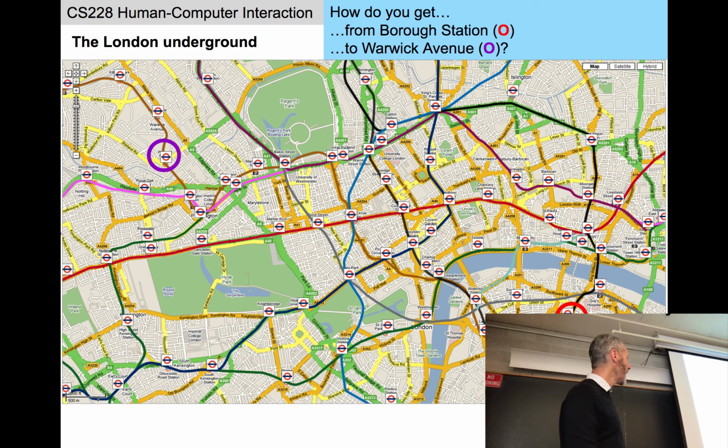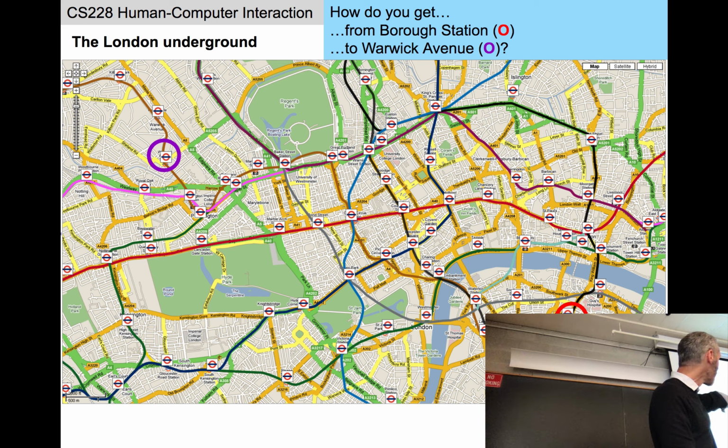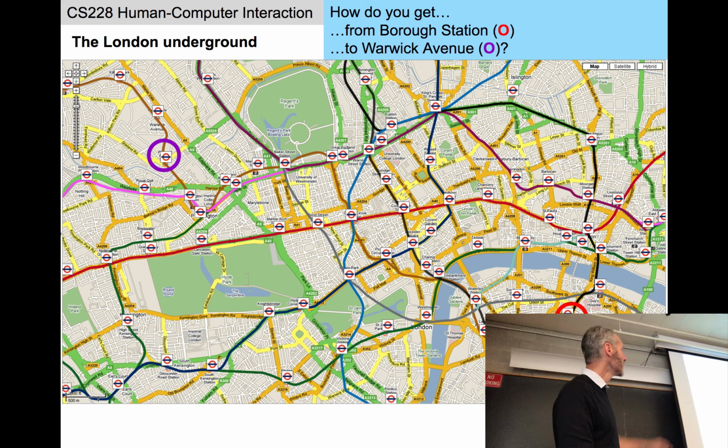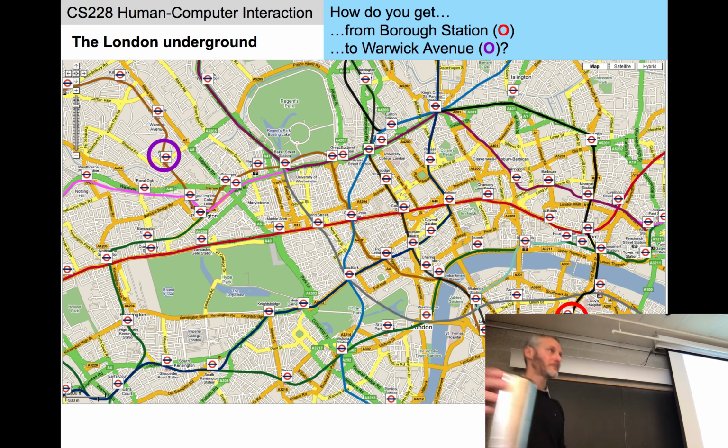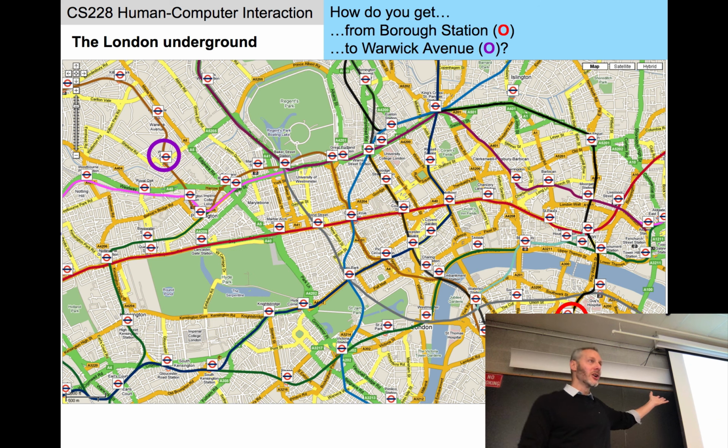I want you to figure out on the tube how to get from Borough Station in the bottom right there to Warwick Avenue in the top left using the tube. Go ahead and plot out your route. I'll give you a minute or so to do that. This is Google Maps. You are using Google.